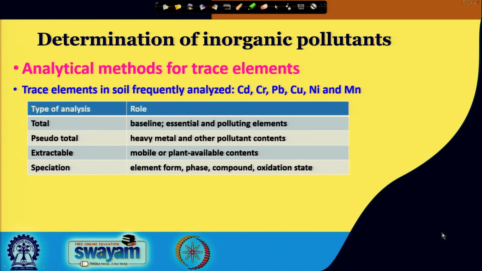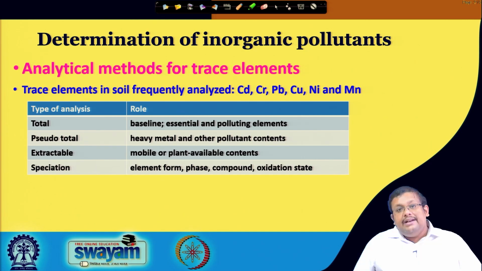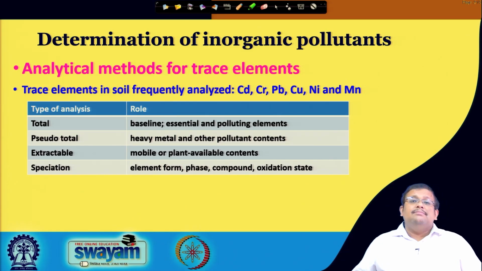The next, let us talk about the analytical methods for trace elements. The trace elements in the soil that are frequently analyzed are cadmium, chromium, lead, copper, nickel and manganese. Apart from that, there are some metalloids also. Most importantly, arsenic is also measured by different methods, and there are certain methods which can measure most of the elements in the earth crust. So, depending on the type of analysis, there are different types of naming.